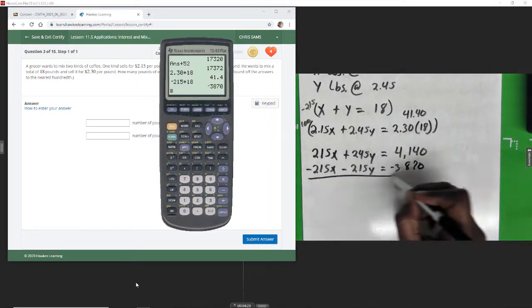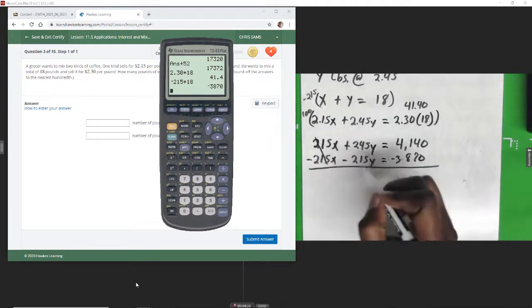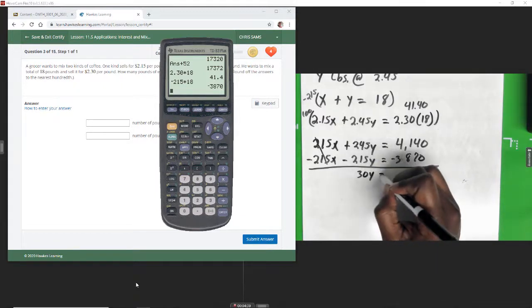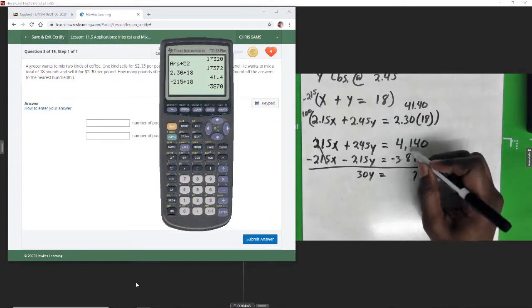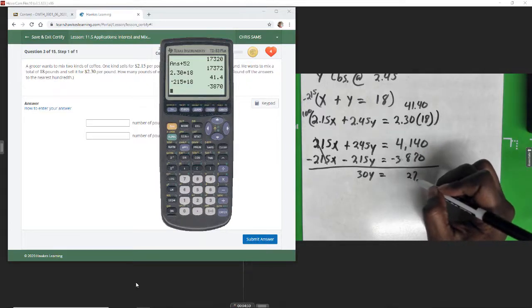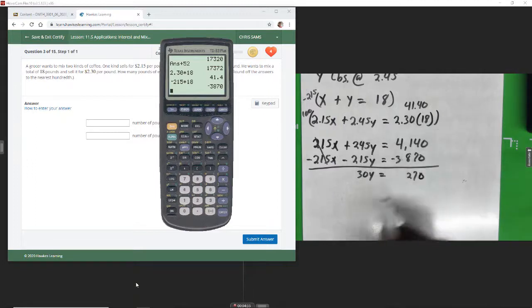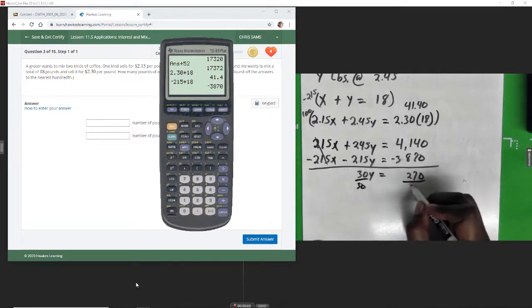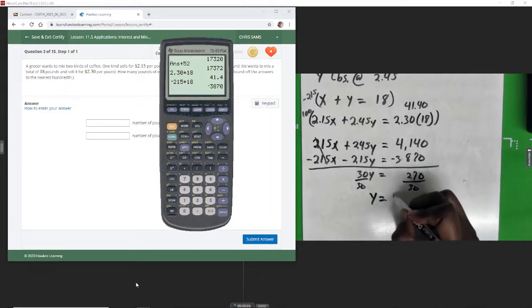All right, so now we can add these two equations together, and these get eliminated. This leaves me with 30y, and this, when we subtract 4,140 minus 3,870, leaves me with 270. Divide by 30, and we end up with y equals 9.